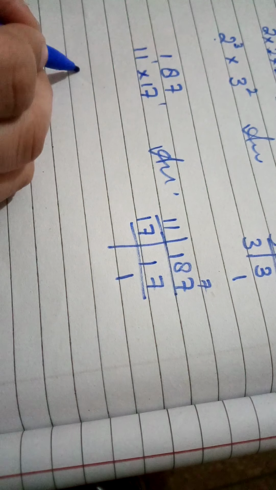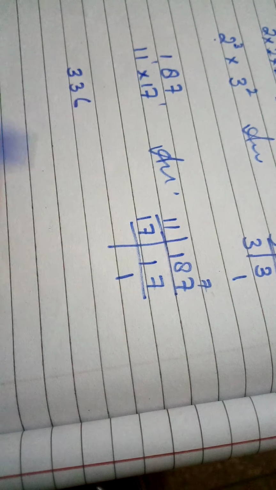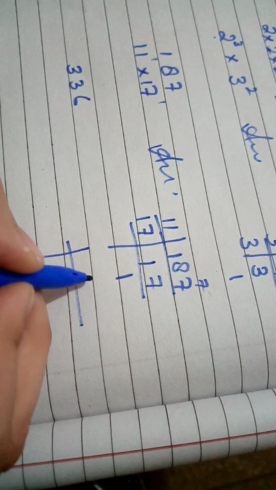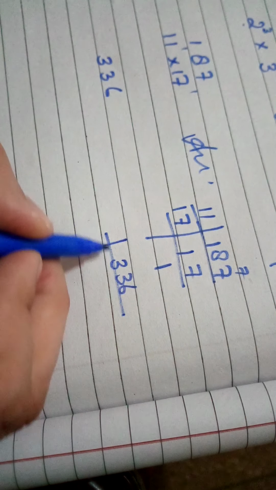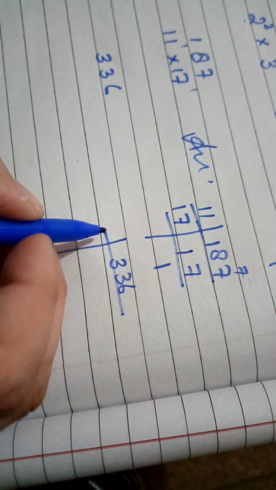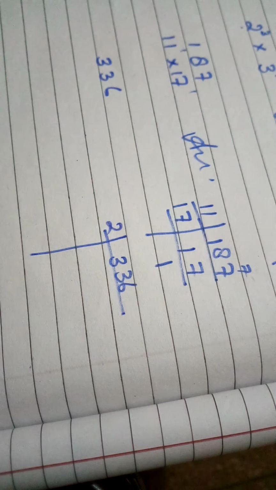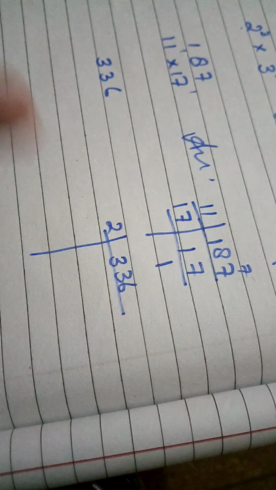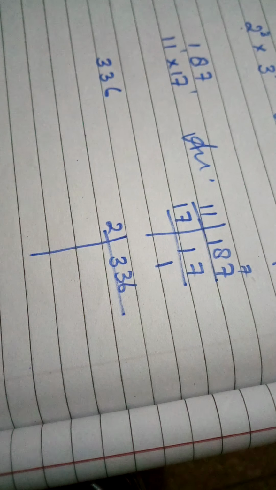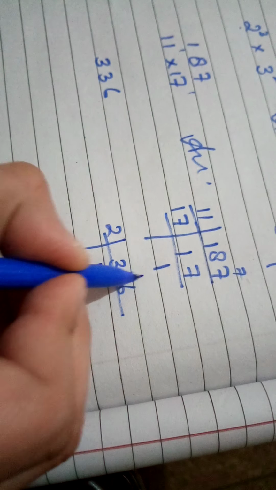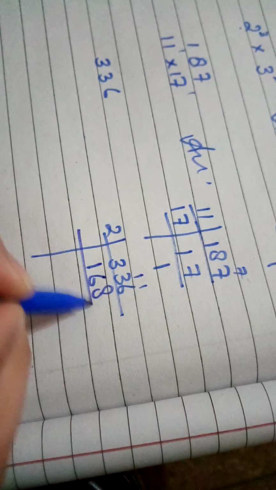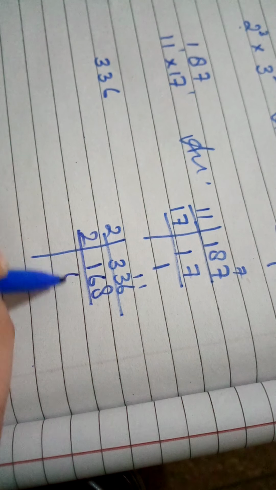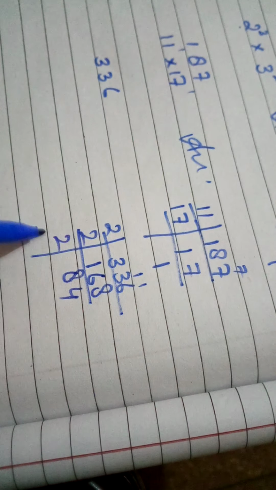Now we have 336. Again do the LCM of 336. It is divisible by 2. Don't directly divide by 3. To give this concept to your children: always divide with the least possible number. Don't directly switch towards the greater number. So 2 1s are 2, 1 carry, 2 6s are 12, 2 8s are 16. Again it is divisible by 2. 2 8s are 16, 2 4s are 8, again 2 4s are 8.